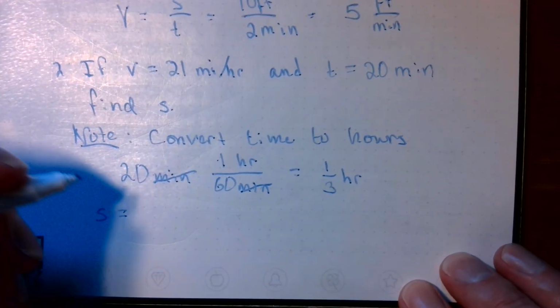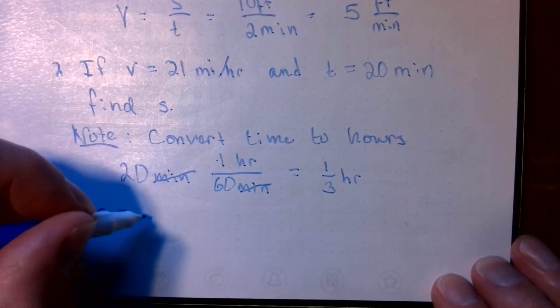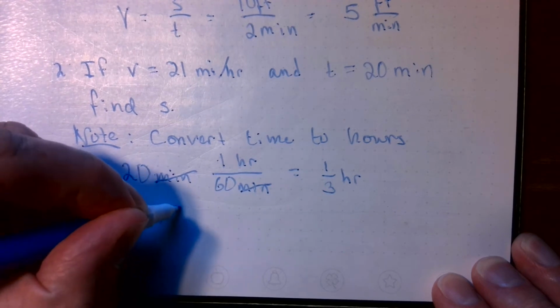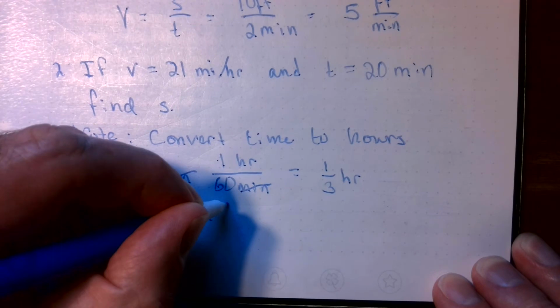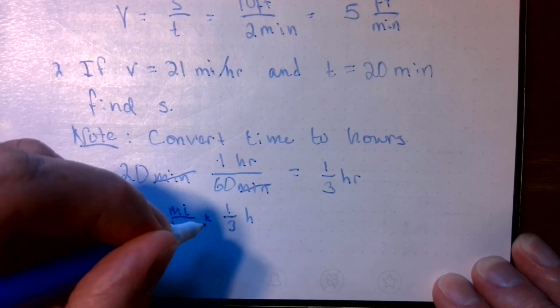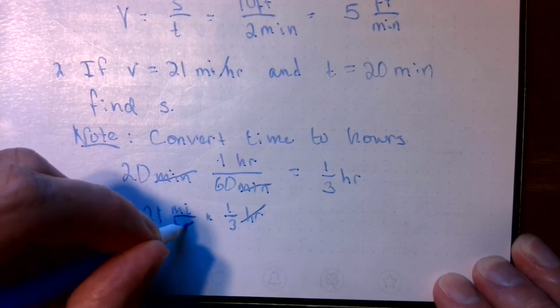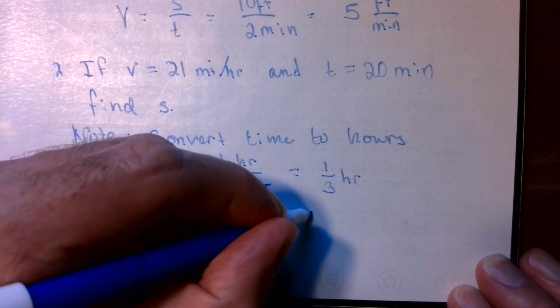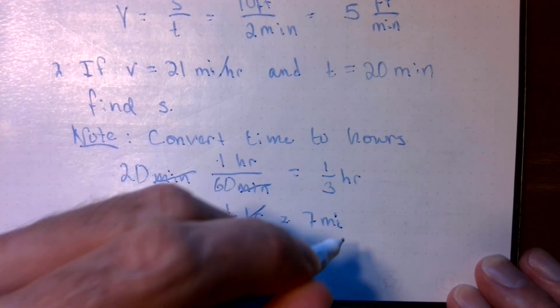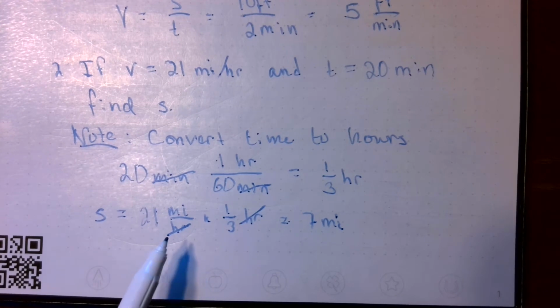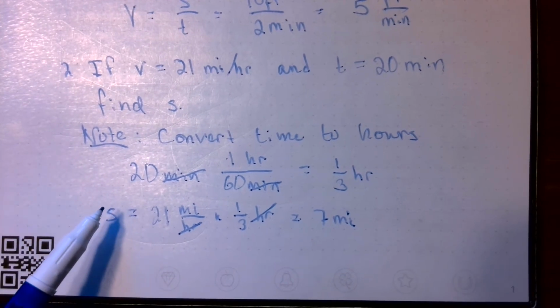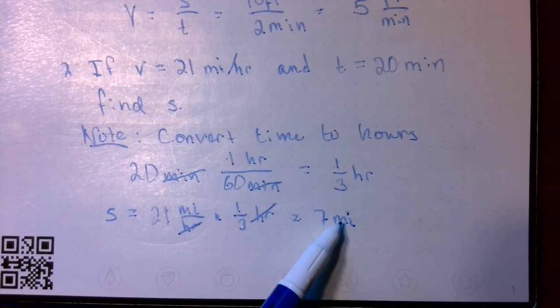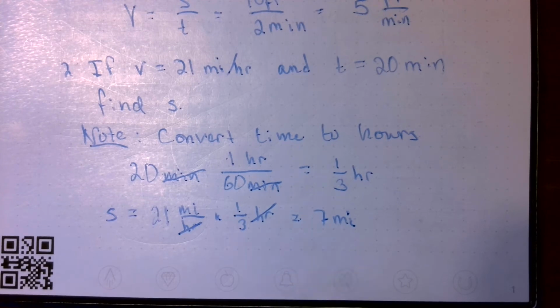The distance traveled is equal to our velocity, 21 miles per hour, times 1/3 of an hour. Okay, units canceling here. So we get 7 miles. Okay, so keep track of those units. It's a good way to make sure that you're on the right track as far as your answer, right? We're trying to figure out distance, so it makes sense that we got miles for our units there.